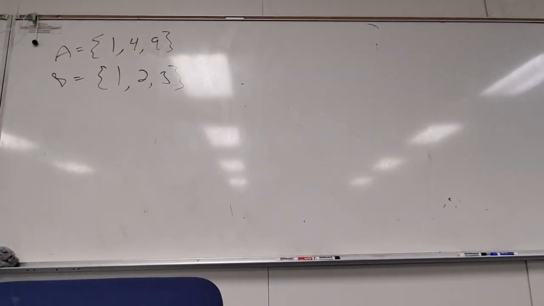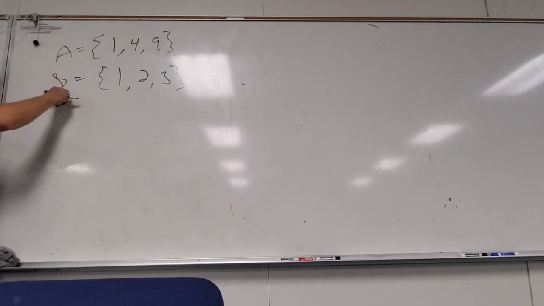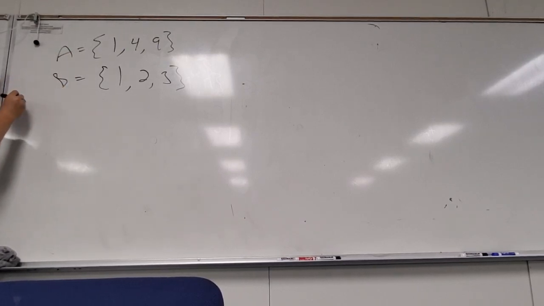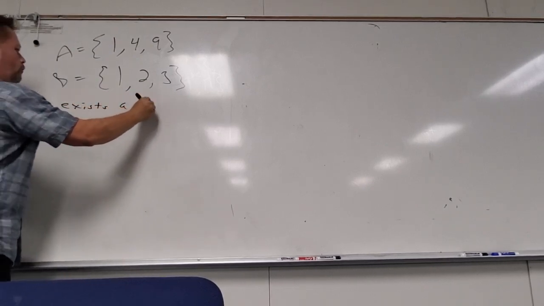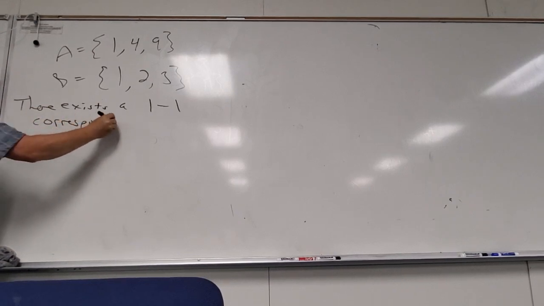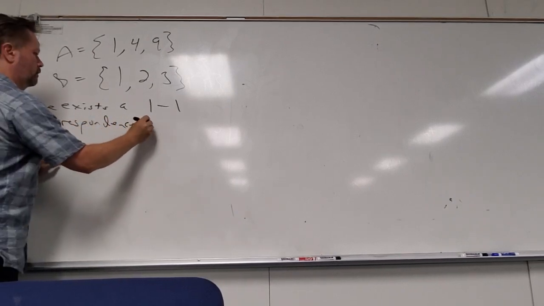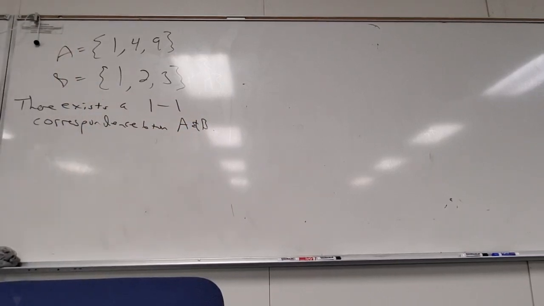Are these sets equal to each other? No. But what is the same? The size of them, right? The number of things in them. So we can't say that A equals B, but we can say there exists a one-to-one correspondence between A and B. You guys kind of with me?